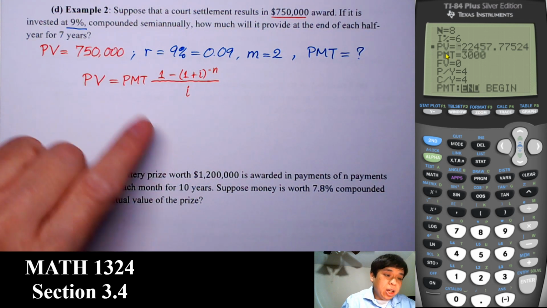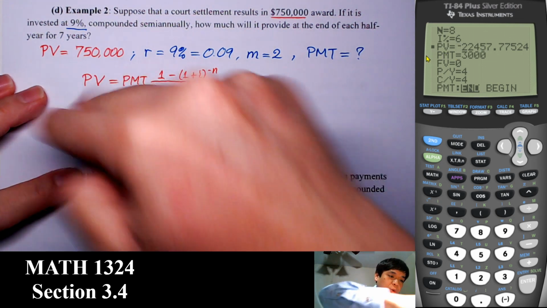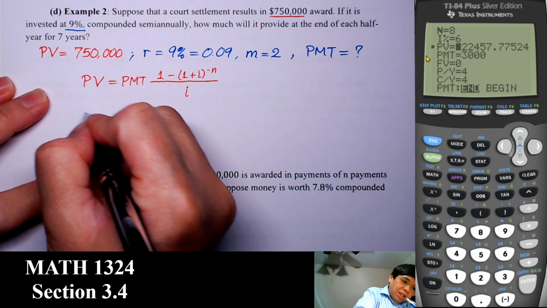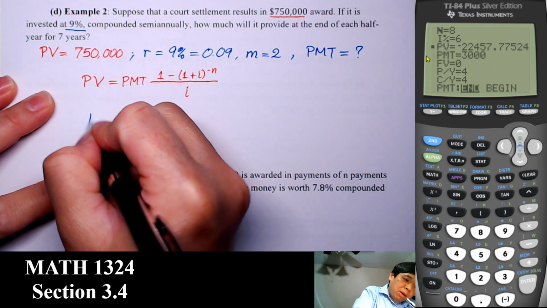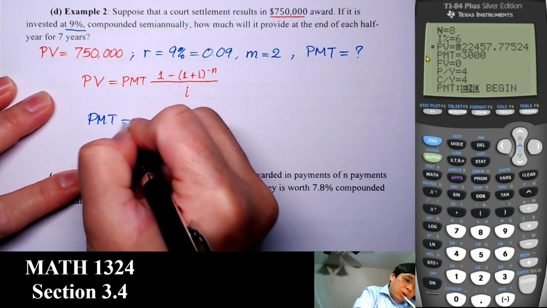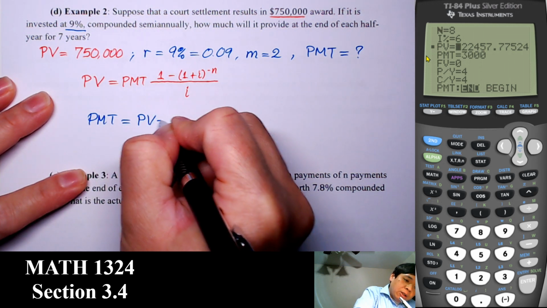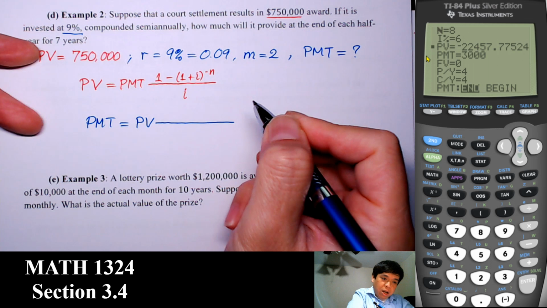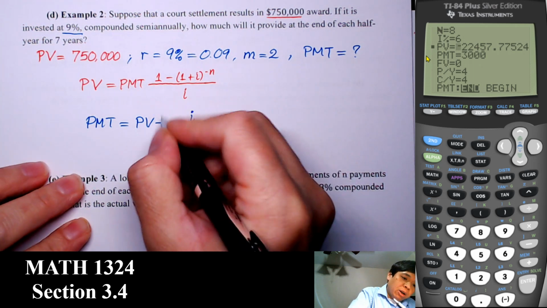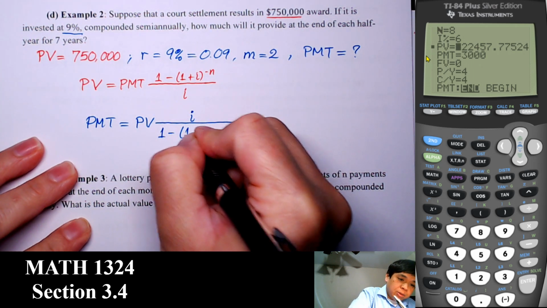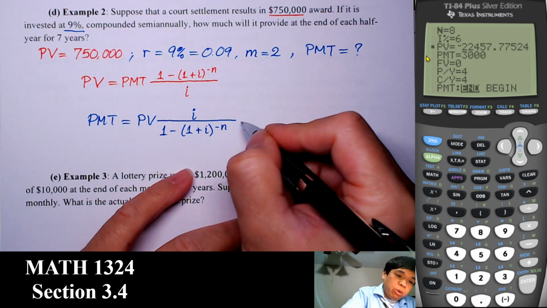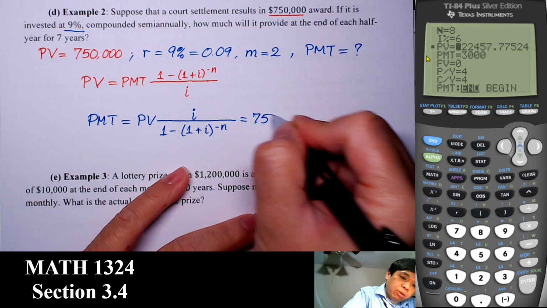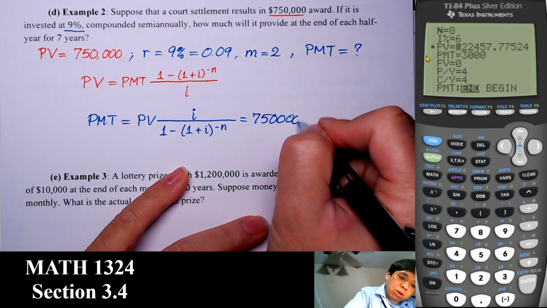Now, if we want to solve for the payment, all we need to do is flip that and multiply by the reciprocal on both sides, so the payment will be equal to the present value times i over 1 minus (1 plus i) to the negative n. So now we have that amount.